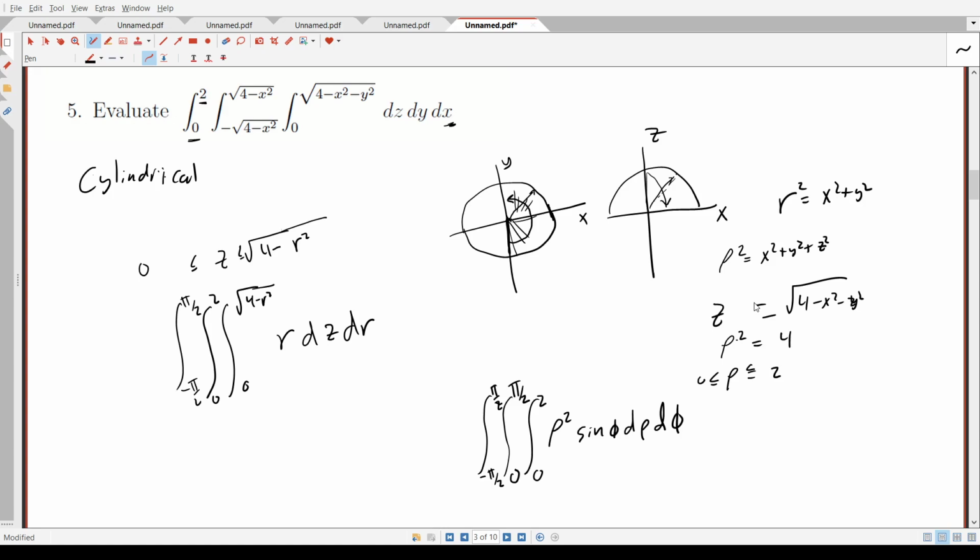Will it be 0 to pi over 2 most of the time? No, there's an example later on, the last question, where it's not. So we'll see that here in just a little bit.